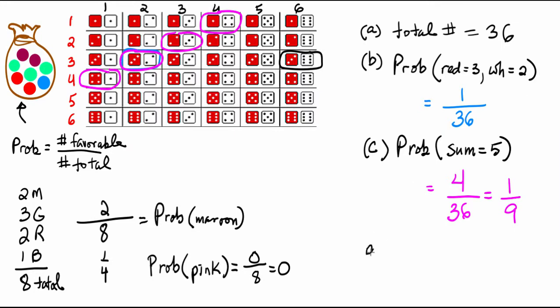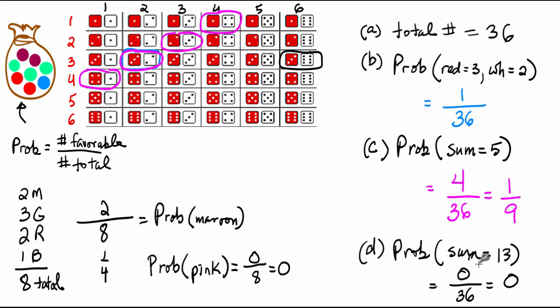Now, last question, just to emphasize a point, what is the probability that the sum of the numbers on the faces of the two dice is equal to 13? You could search the entire table, you don't find that. That means there are 0 favorable results out of 36 possible, so that probability is 0.